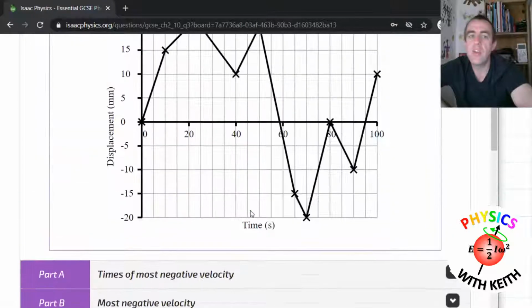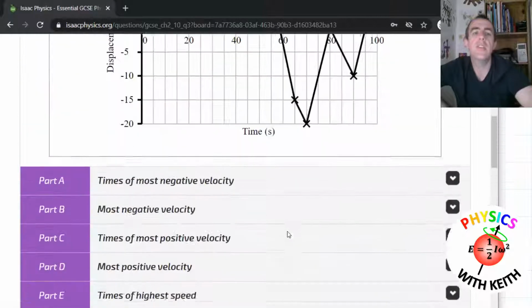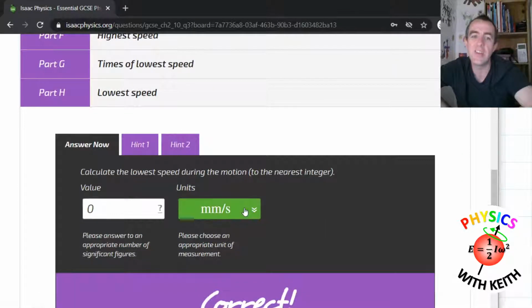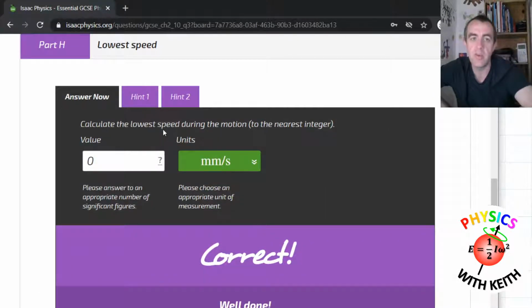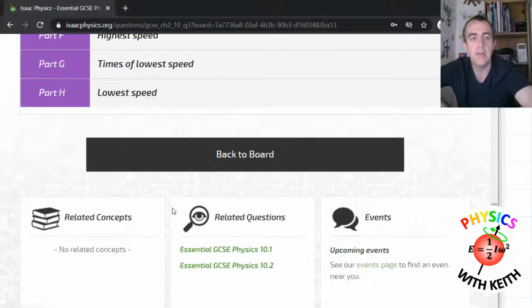Or should I put down the lowest speed whilst moving? Now, because this is a graph of the motion of something, the fact it's not moving here doesn't mean that we can discard it from this graph of the motion. If they wanted you to discard that and have the lowest speed but it's still moving, it would say the lowest speed while moving to the nearest integer. So, okay, that was interpreted correctly.